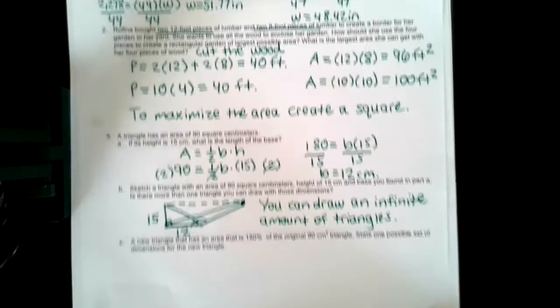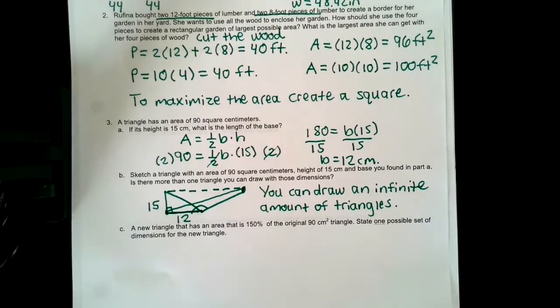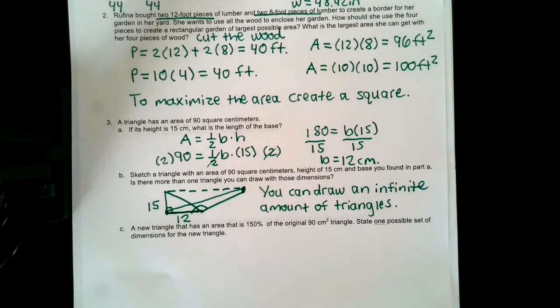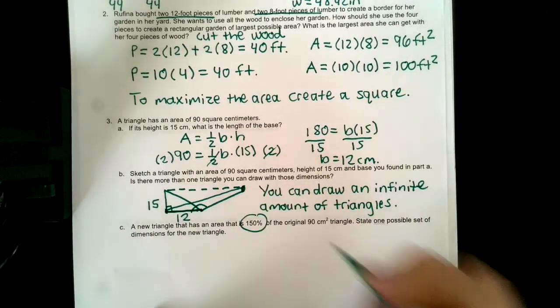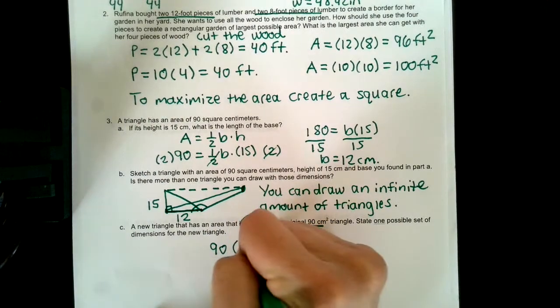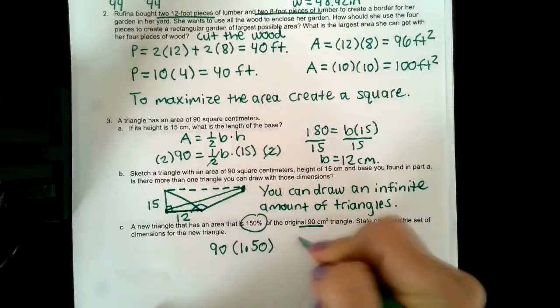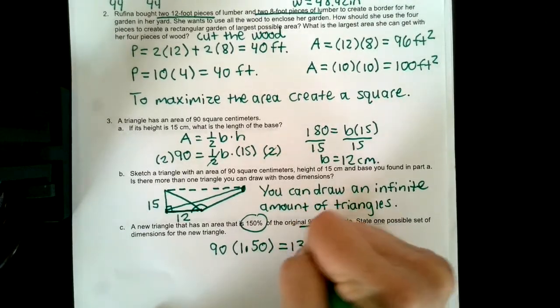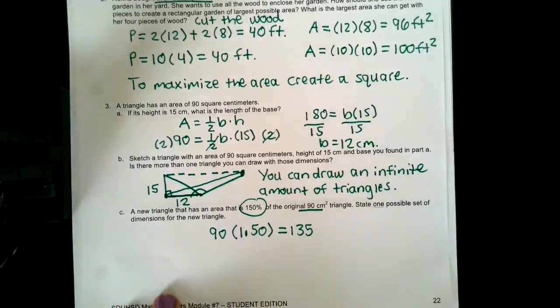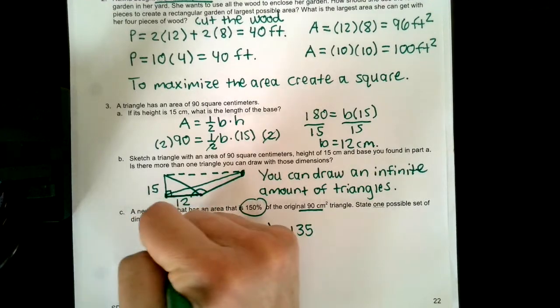Okay. In letter C, it says a new triangle that has an area that is 150% of the original 90 centimeters squared triangle. State one possible set of dimensions for the new triangle. So if we are to increase our original 90 centimeters by 150%, then I need a new area of 135. So this is my new area.